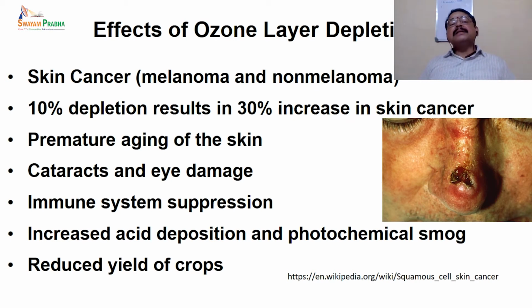It also results in premature aging of the skin, cataracts, immune system suppression, more acid deposition, photochemical smog, and finally it may also lead to reduced yield of crops. So it has a plethora of effects, right from skin cancer to lower yield of crops.